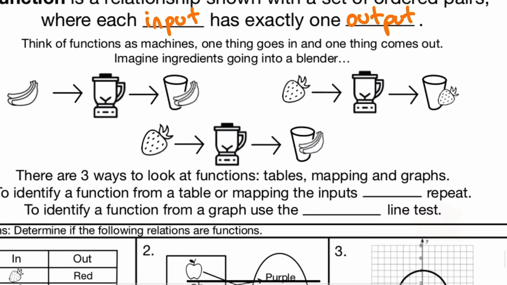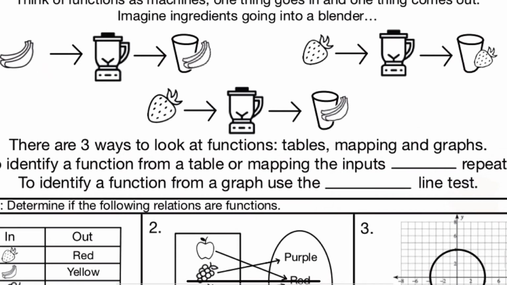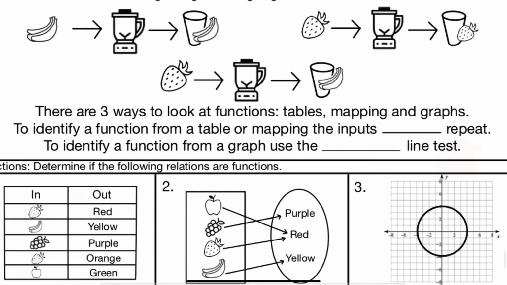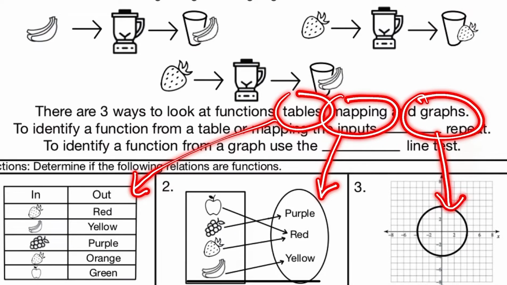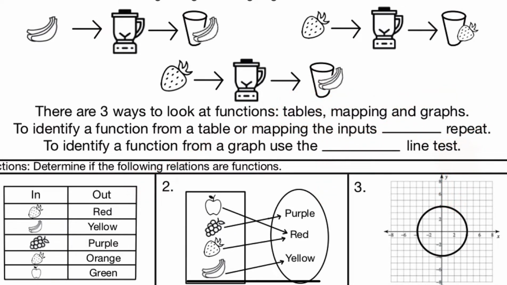So let's move on down here where we have our 3 ways to look at a function. We have tables, which look like this. We have mapping, which looks like this. And we have graphs that look like this. Okay? Those are 3 different ways, and there's one more in here as well, but I'll talk about that in a second.